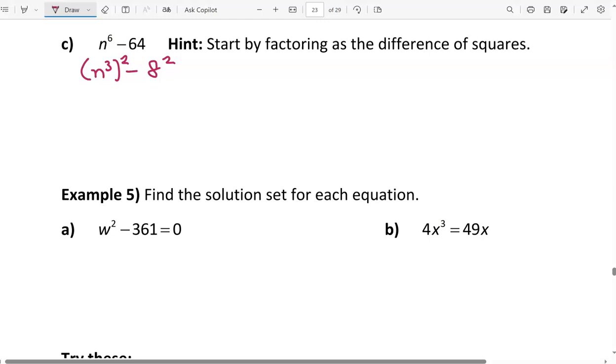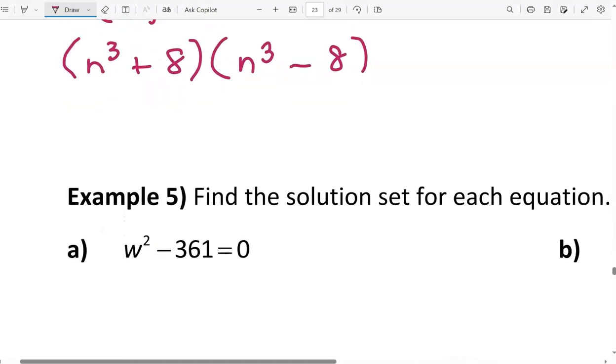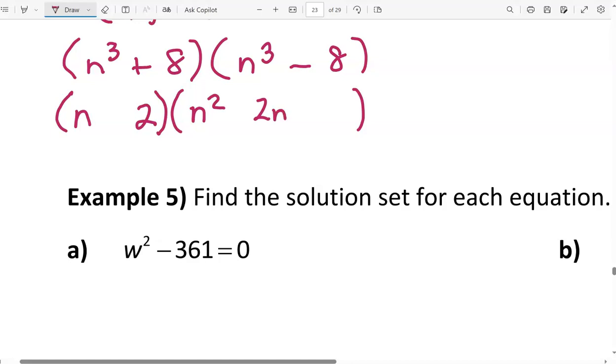n cubed squared minus 8 squared factors into n cubed plus 8 times n cubed minus 8. Now we can factor each of those expressions. n cubed plus 8 is the sum of two perfect cubes. That is the sum of the cubes of n and 2, so constructing the binomial factor, n and 2, square, squish them together, and square the second, and then match, opposite, always plus.